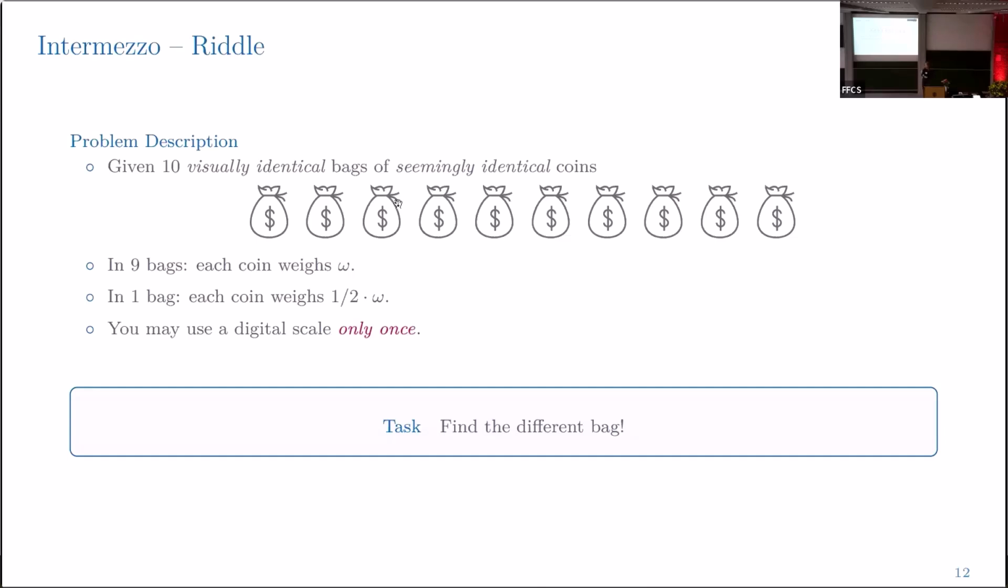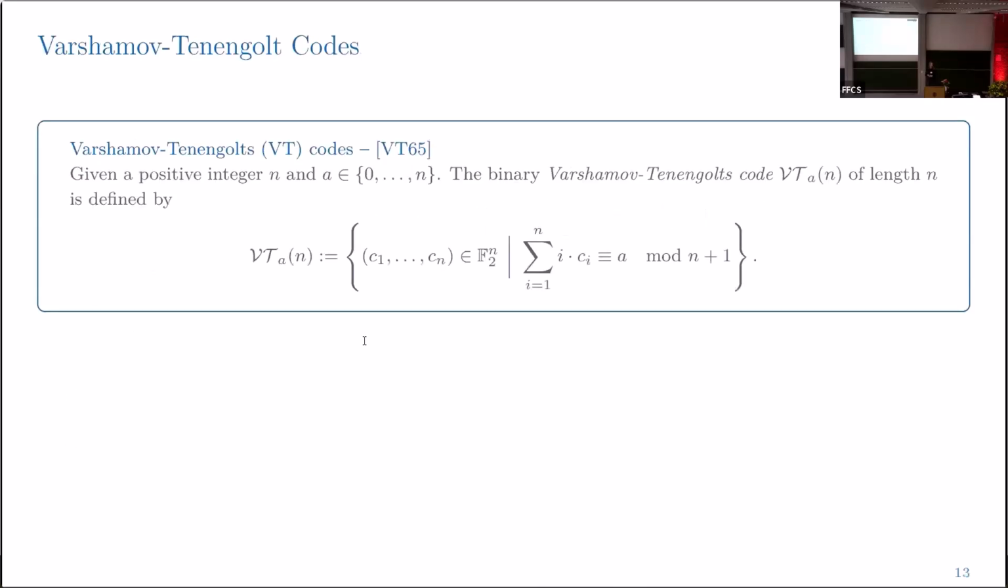Okay, now from the first bag, I take 1 coin, from the second 2, and so on. So I get a weighted sum. If they all had the correct weight omega, then what I would see on my scale is 55 omega. But there is a corrupted one. So I have 55 omega minus I times half of the weight. And then you can divide by the weight, what you see, and you get back your index. Okay, does that make sense? So this little riddle is exactly the motivation for the Varshamov-Tenengolts codes.